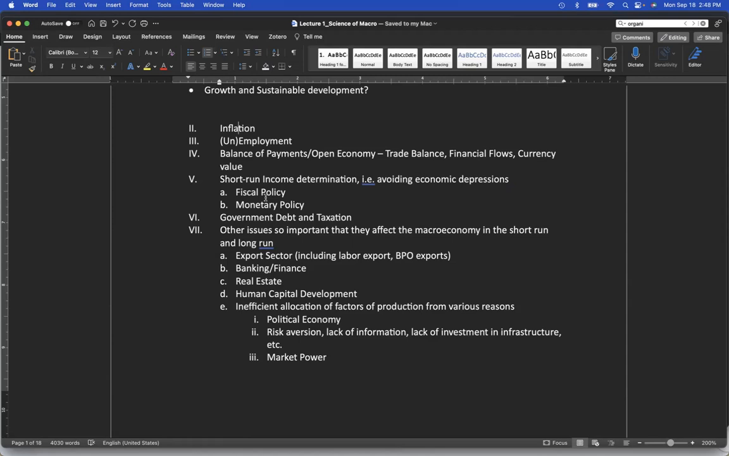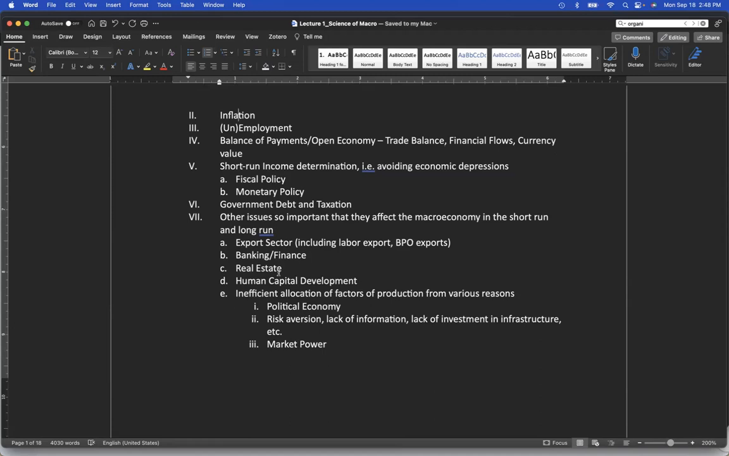But at least I'll try to expose you guys and make sure you are aware that this thing exists. And if you really want to delve into that, this is the thing that you might want to spend a lot of your time on in the future. Government debt and taxation, this is essentially public economics, or at least one half of public economics. And we'll be just talking a little bit about government debt sustainability, taxation in the Philippines. Other issues that are important to the macroeconomy in the short run and the long run.